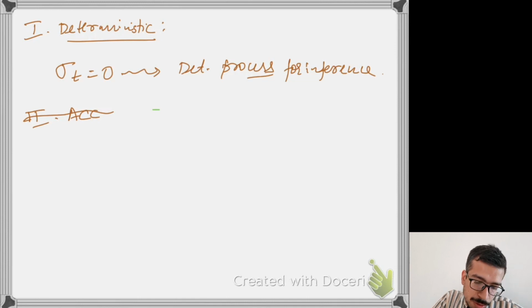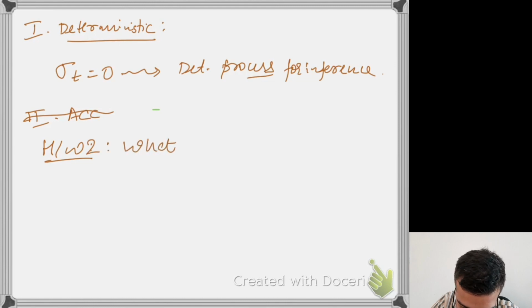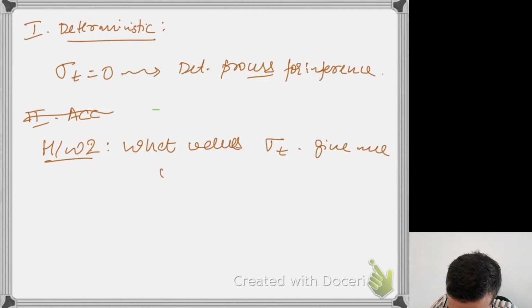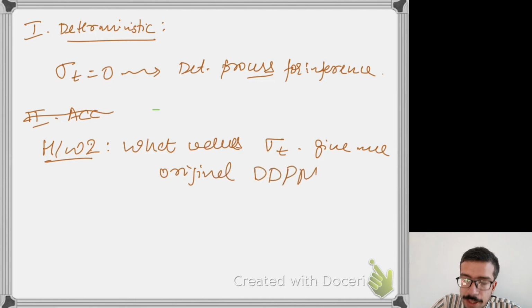Okay, so homework exercise, homework 2. What values of sigma t give me the original DDPM? For DDPM also we can derive an expression for q of xt minus 1 given xt, x naught, and then you just have to match them. So you can find out the sigma t which gives you the original DDPM also.